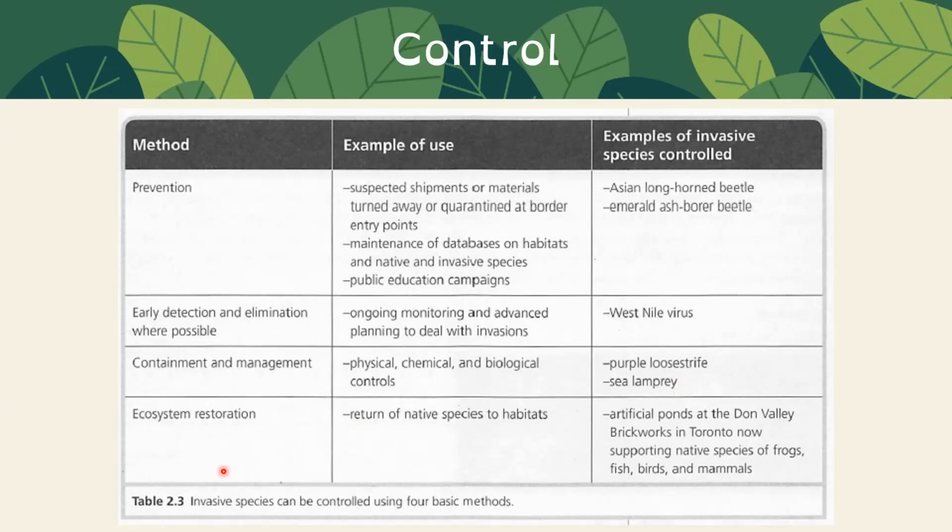And then ecosystem restoration wasn't on the flowchart, but this is how we recover. So returning native species to their habitats is how we do restoration in order to help those ecosystems come back to health. An example of this are the artificial ponds at the Don Valley Brickworks in Toronto, which are now supporting native species of frogs, fish, birds, and mammals. So these ponds had to be built because the species were not thriving, not surviving. And these native species were introduced back and are now doing well.